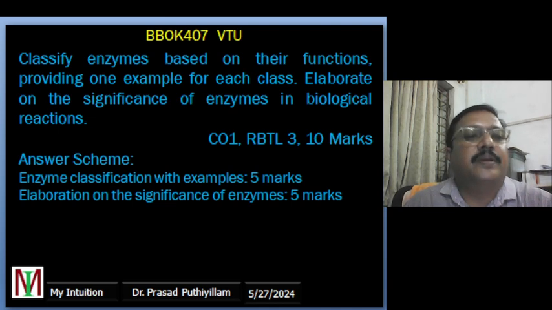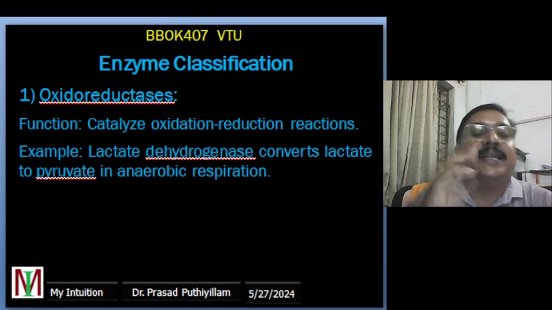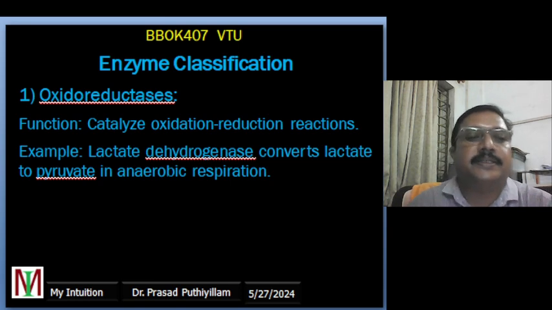We'll move on to enzyme classification. The first one is oxidoreductase. The main function of oxidoreductase is to catalyze the oxidation reduction reactions, simultaneous redox reactions as we call them. Oxidoreductase is used as a catalyst, that is, as an enzyme. Example, lactate dehydrogenase, which catalyzes the conversion of lactate to pyruvate during anaerobic respiration.